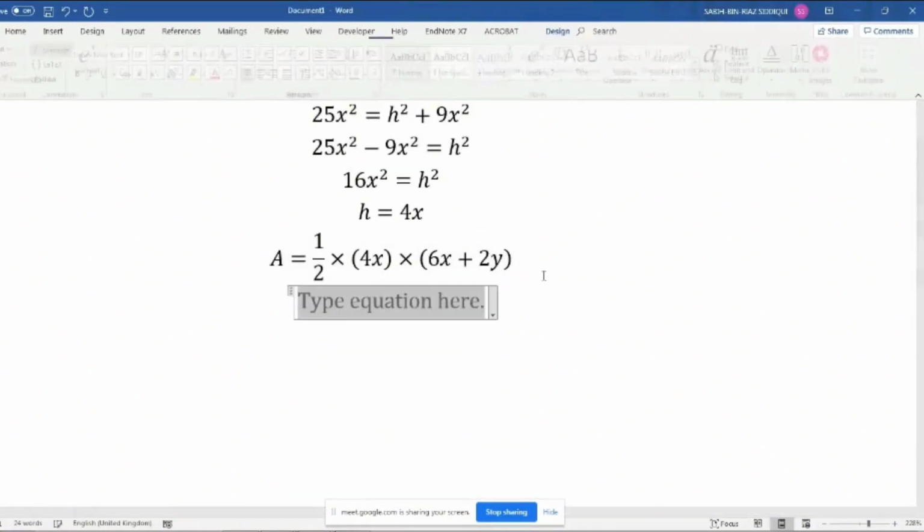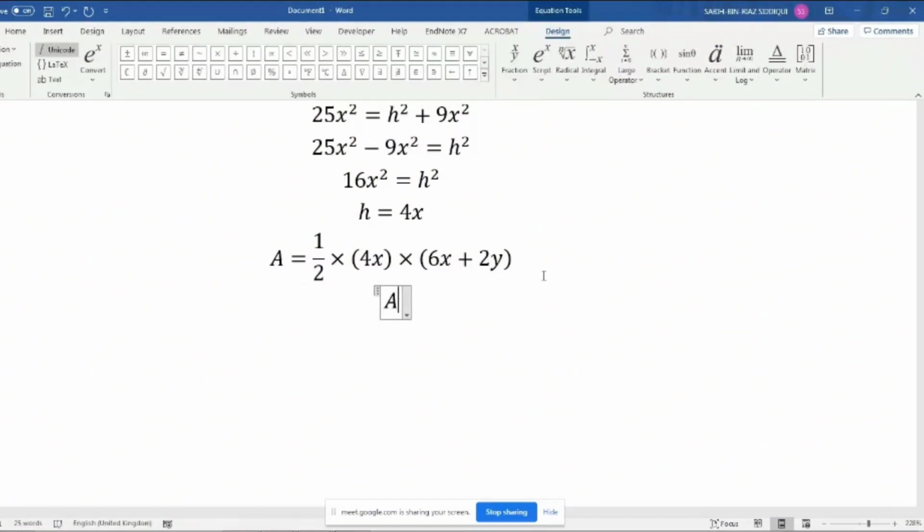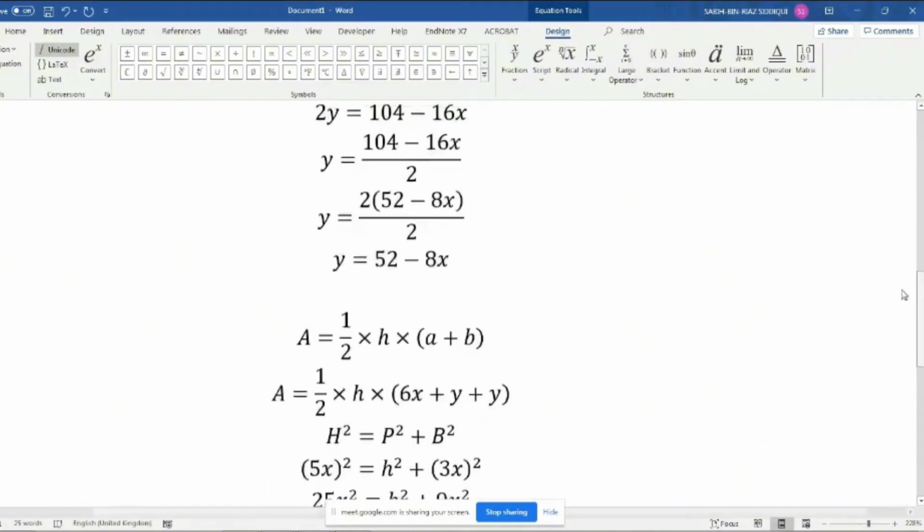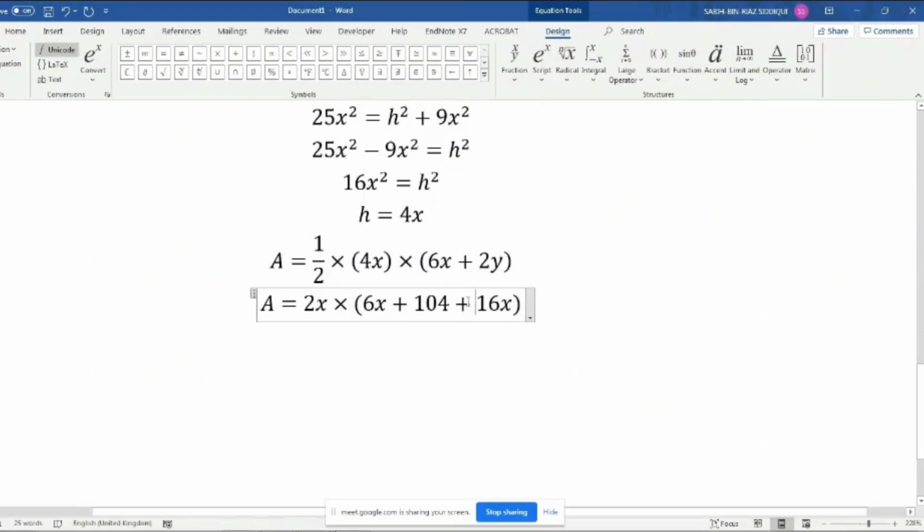A is equal to half into 4x. Let's simply simplify half and 4x. This will be 2x multiplied by 6x plus, what was this? 104 minus 16x. This was 2y, right? I have plugged in the whole 2y. It was 104 minus 16x, not plus? Okay, okay, I'll just put it minus. Don't worry, my bad, sorry.